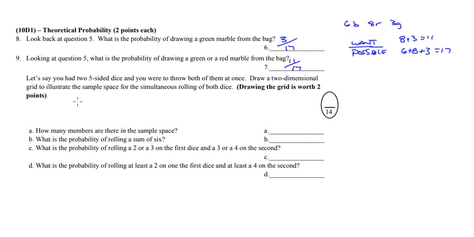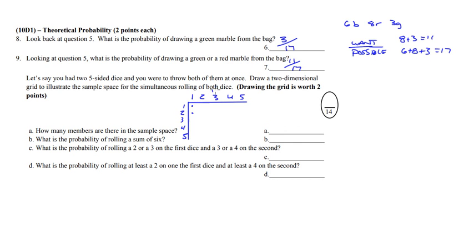Okay. Let's say you had 2 5-sided dice and you were to throw both of them at once. Draw a 2D grid to illustrate the sample space for simultaneous rolling of both dice. So, just like what we did on the previous one, we would do 1, 2, 3, 4, and 5, and then this way 1, 2, 3, 4, and 5, right? So then we'd have our nice little 2D grid here. This again is 1,1, 1,2. And I know it says that you're throwing them both at once.